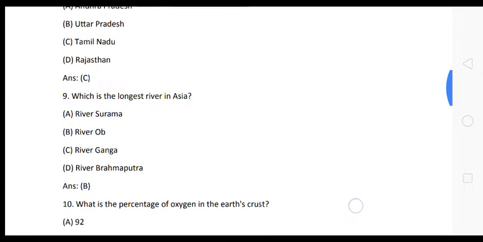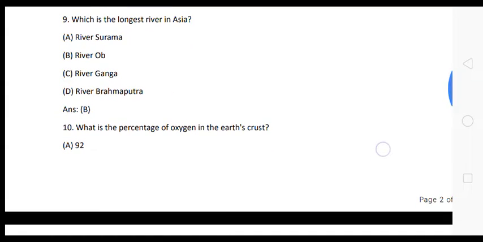The next question is: which is the longest river in Asia? The options are River Surama, River Yangtze, River Ganga, River Brahmaputra. The correct answer is option B.